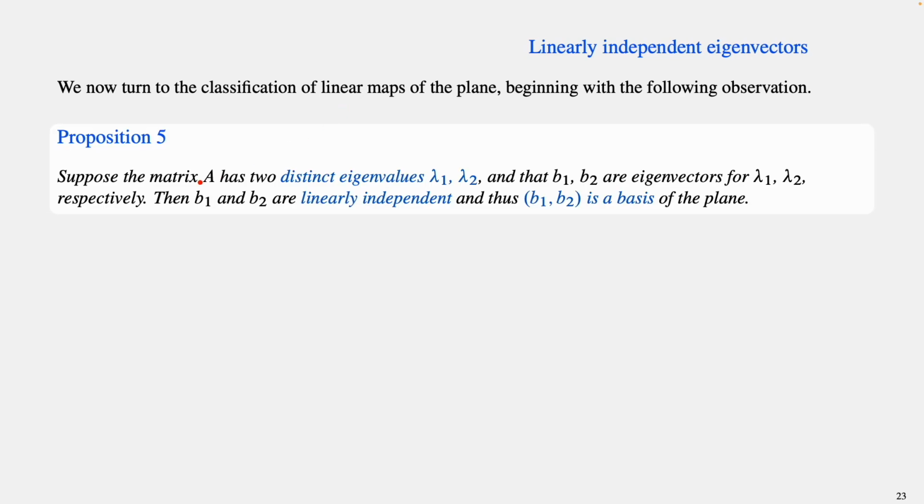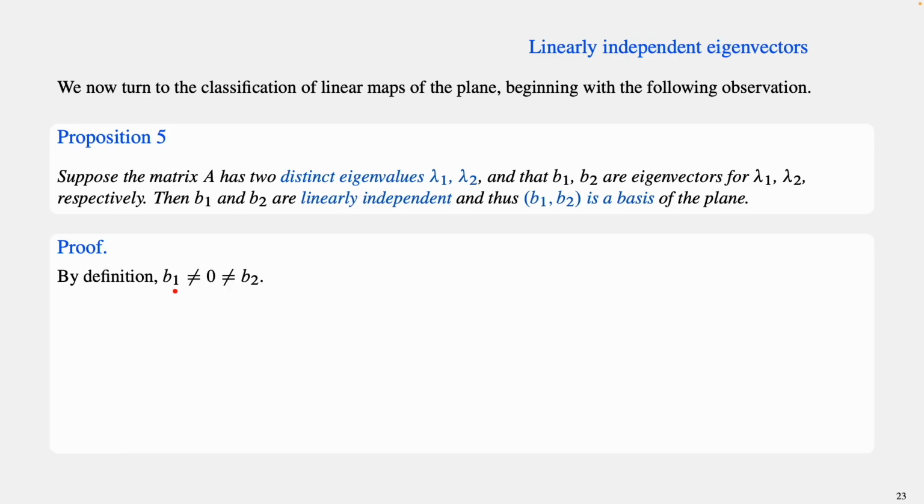Proposition 5. Suppose our matrix A has two distinct eigenvalues, lambda 1 and lambda 2, and that b1, b2 are eigenvectors for these two distinct eigenvalues. Then b1 and b2 are linearly independent, and so b1, b2 form a basis of the plane. In short, eigenvectors for distinct eigenvalues are always linearly independent. The proof is as follows.